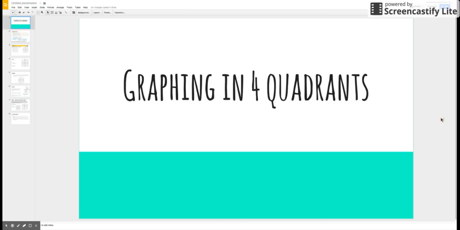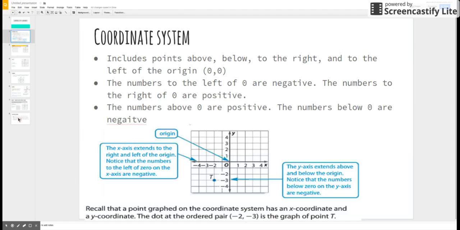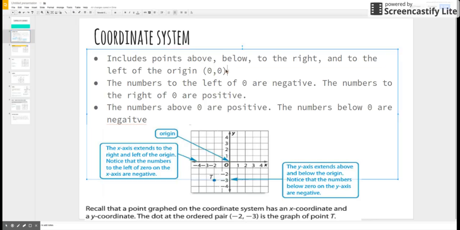Hi there. Today we're going to learn how to graph in 4 quadrants. You already know how to graph in the first quadrant where there's positive and positive numbers, but today we're going to learn how to graph in all 4 quadrants. So, the coordinate system includes points above, below, to the right, and to the left of the origin. If you can recall, the origin was 0, 0. So if we start at 0, you have points above, below, to the left, to the right.